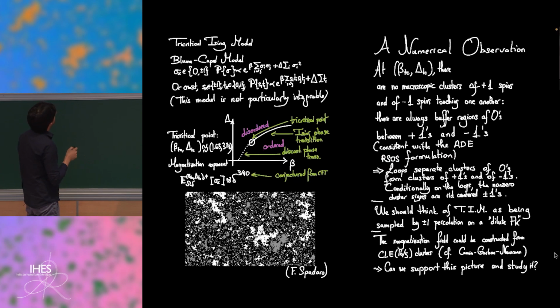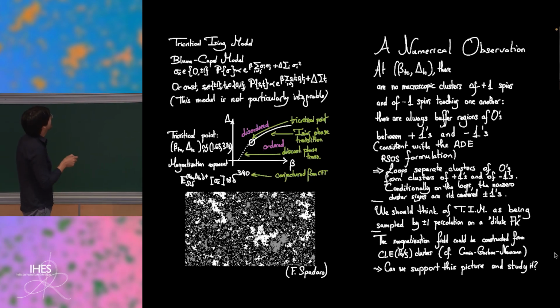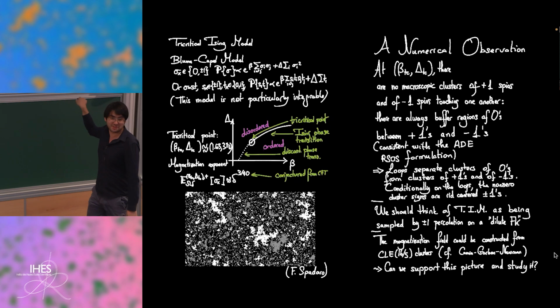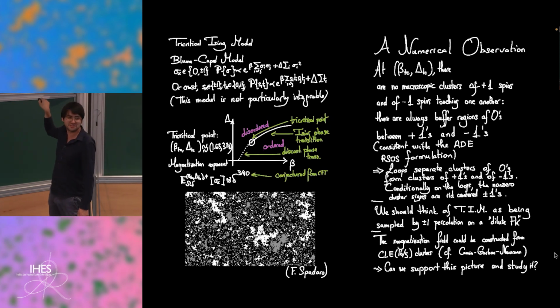I will promote the following picture. Basically, these loops are like dilute O(square root of two) loops. And conditionally on the loops, inside the loops, whether it's plus one or minus one is a symmetric thing. It's like you toss a coin for what is inside the loops. So it's a kind of dilute FK model in some sense, which you would sample with a plus minus one percolation. Then you could construct, and people who are interested could try to do that, because I will provide some hints of things you could say about this.